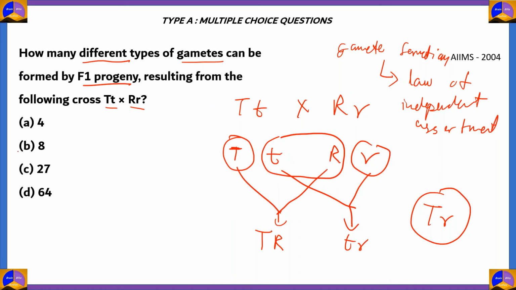So option B, which is 8, is incorrect, as that is not the scenario. Option C is 27, that is also not the scenario. And option D is 64. That is also not the scenario, because on crossing these two, we find that we can form 4 separate gametes. So the right answer is option A, 4.